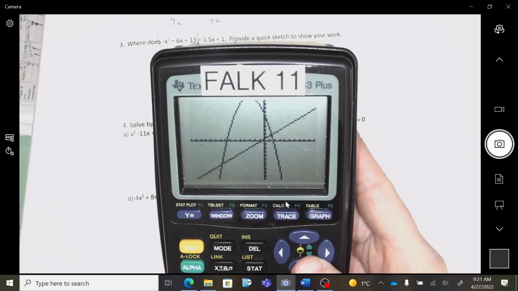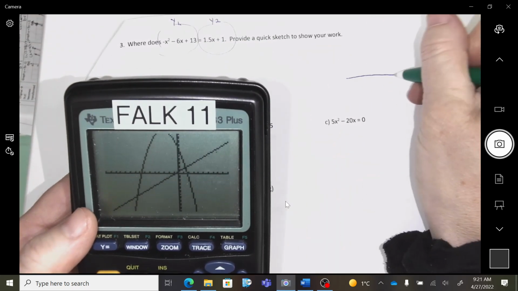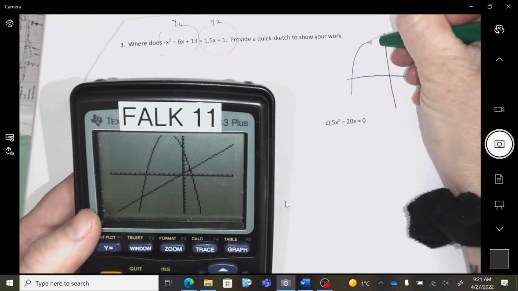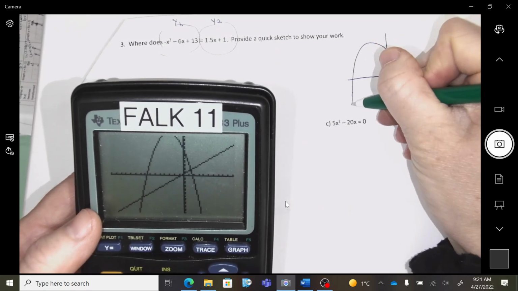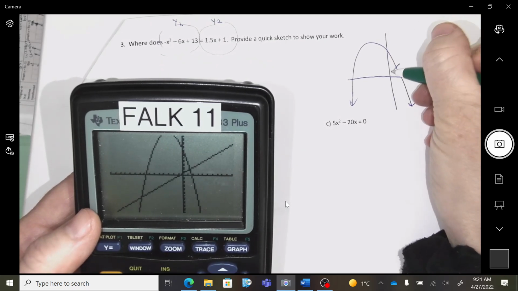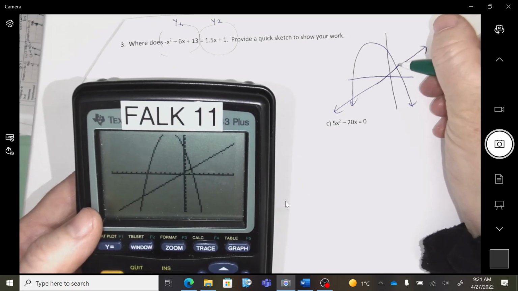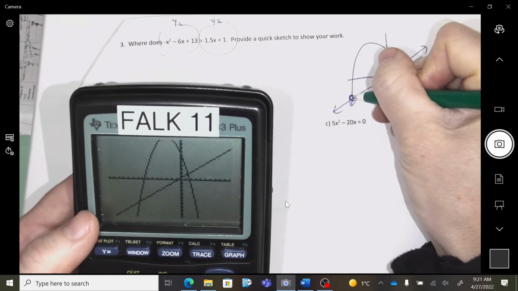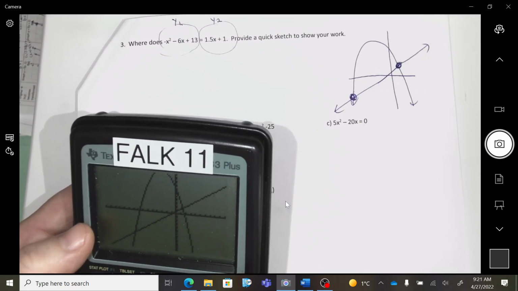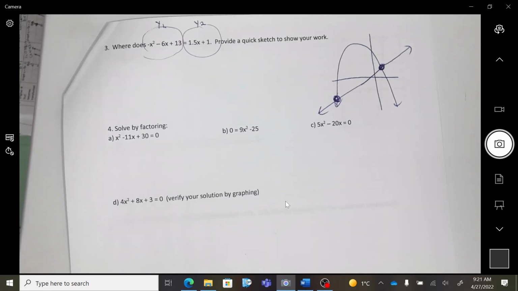Okay, that's pretty good. I mean, I don't see the top, but I need to really think about the intersections. So it says, give me a quick sketch. So that's kind of what my calculator is showing me.